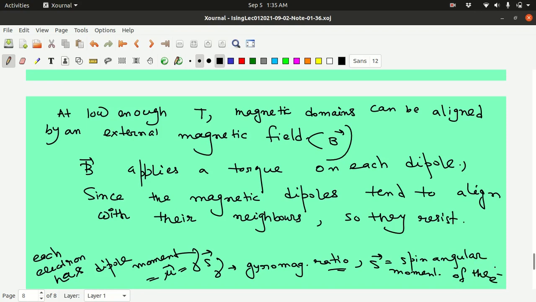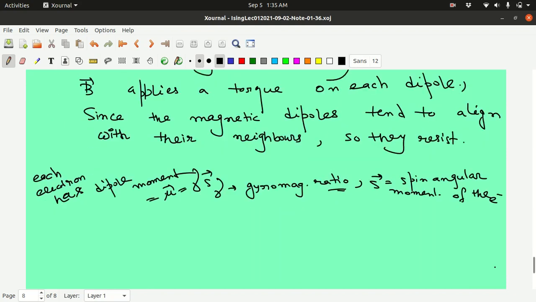So this is basically the thing you know. Each electron has some dipole moment, and when you apply an external magnetic field, what will happen? This magnetic field will apply a torque on each dipole, but since the dipoles tend to align with their neighbors, they will resist against the magnetic field, right? So that is the thing.